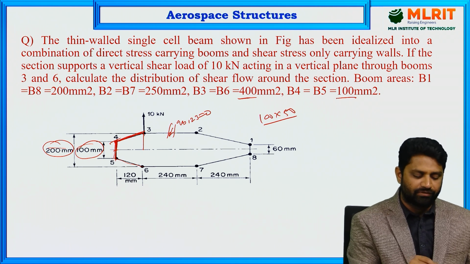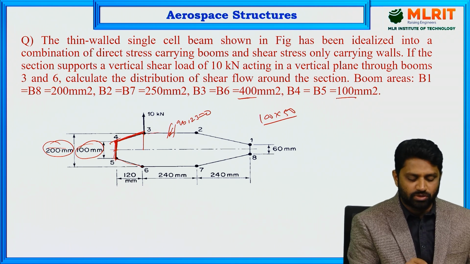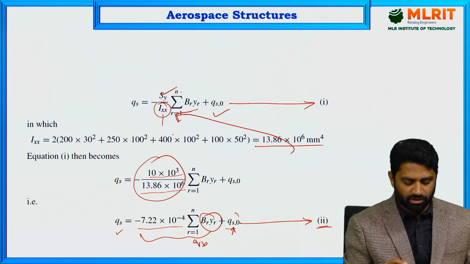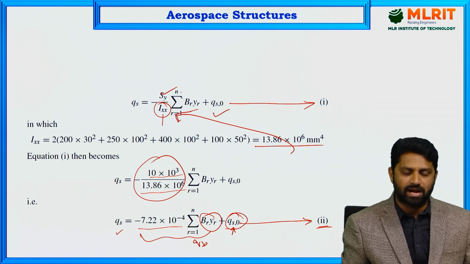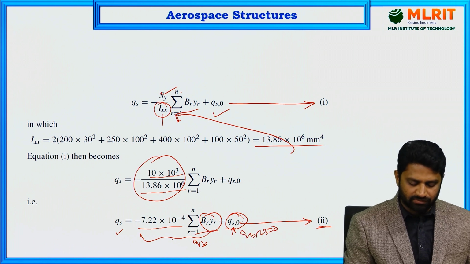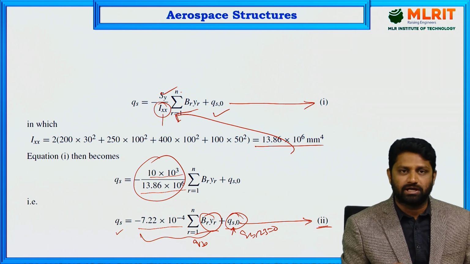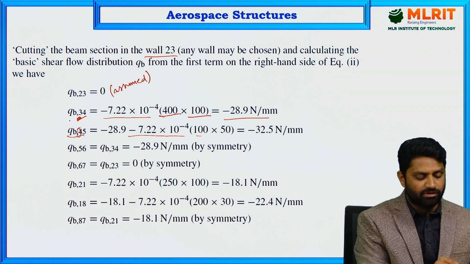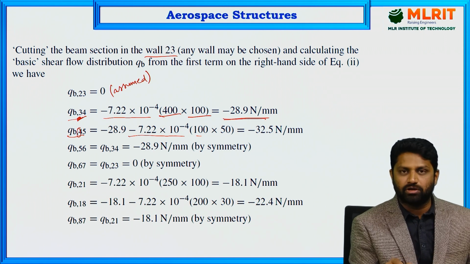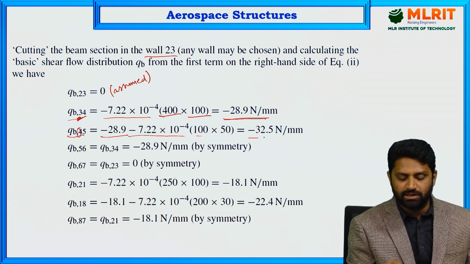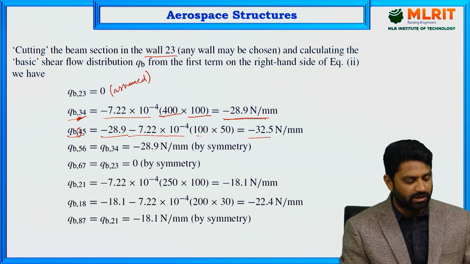Only for the first one, the QS naught is 0. That's why we don't consider it, because it is an open section. In the formula also you can see everywhere there will be QS naught. For the starting panel, we have assumed QB23 as 0, then we got only this. For the next one, you need to consider. Therefore, for QB45, the starting shear flow would be QB34, and what we got is minus 28.9, that we have to add for this. When you do that, you are going to get minus 32.5.